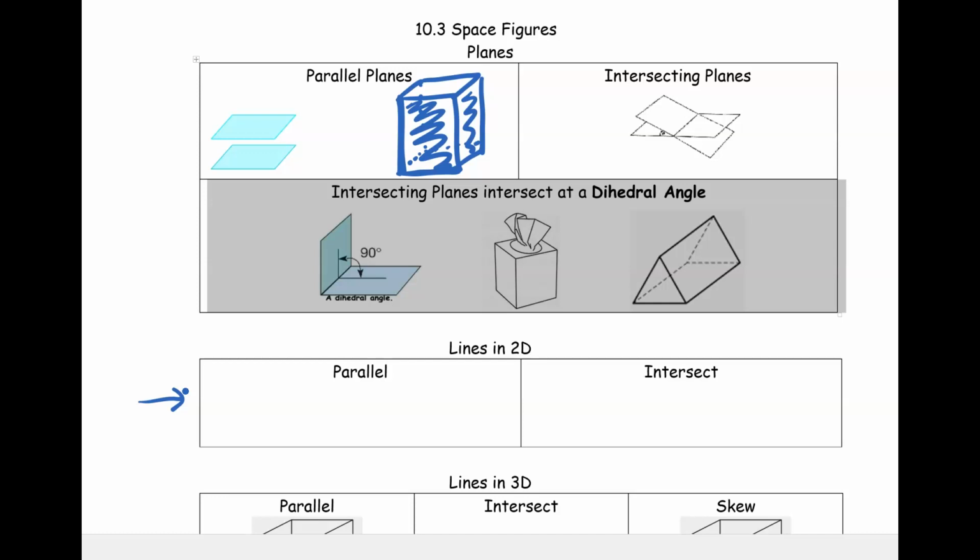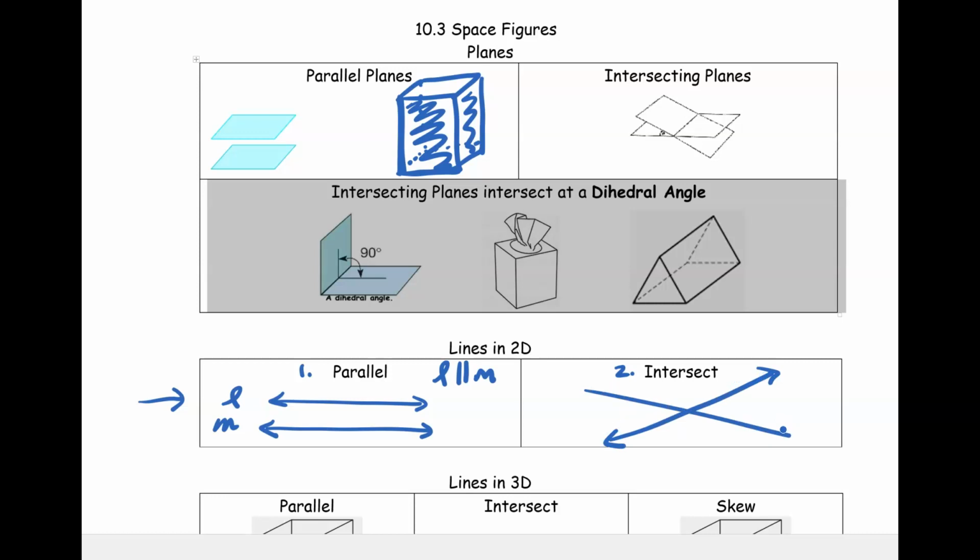So when we're looking at lines in 2D, and we've talked about this before in 10.1, there's two different options. They can either be parallel or they're going to intersect. Those are the only options for how two lines can interact with each other. So here we could call this line L and line M, and we say L is parallel to M. Or we could have two lines, maybe these two lines, and we could still name them L and M or something else. They don't have to be L and M, and they could intersect. So there aren't any other possibilities for those lines.